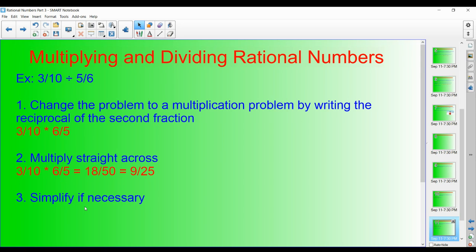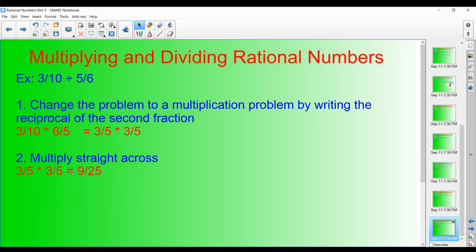Now, the other way I've seen people do it is they'll get to this multiplication step and they'll simplify at this step. So what they'll do is take a numerator and denominator and simplify it. So 6/10 becomes 3/5, and then multiply straight across. Practice both methods, see which one you like, and that's how you add, subtract, multiply, and divide fractions.